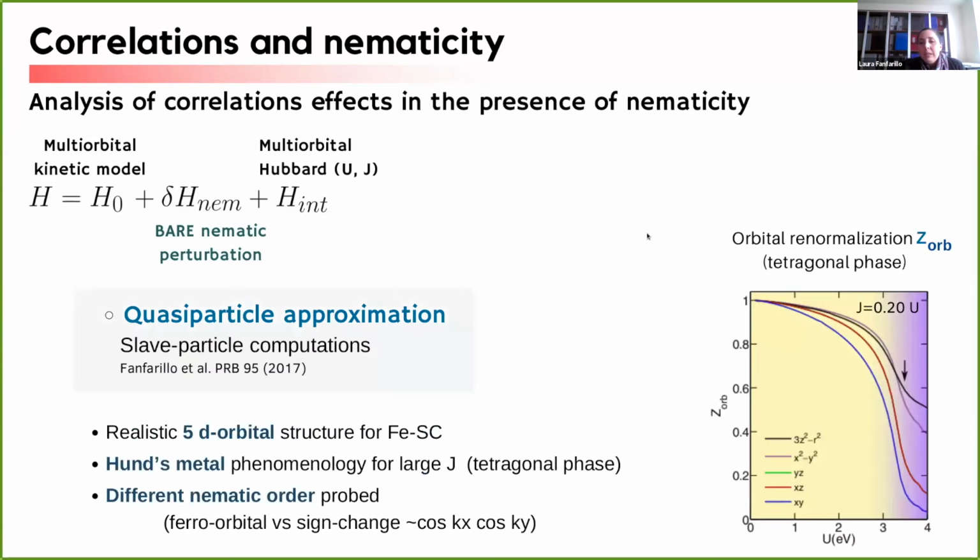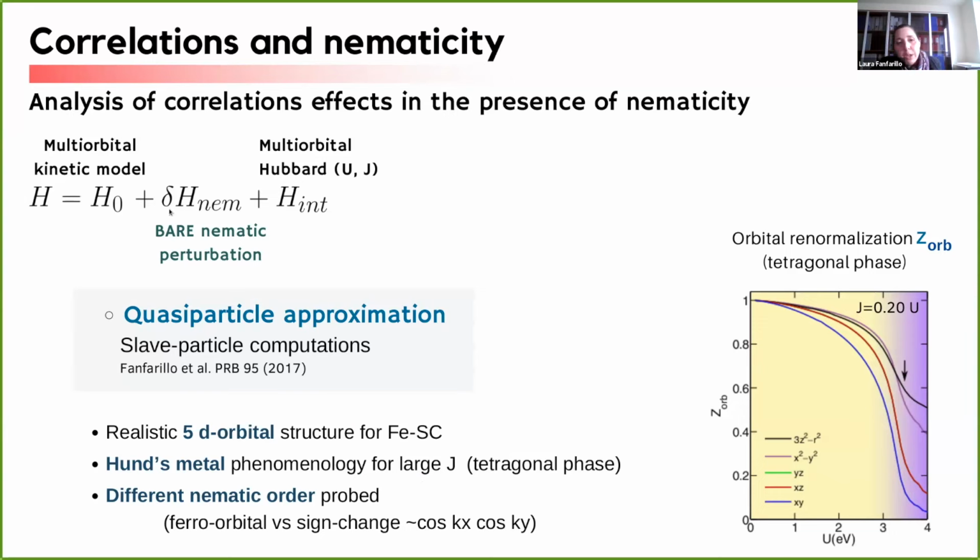What we did in that case was consider a 5D orbital structure for the iron-based superconductors that presents a Hund's metal phenomenology for the phase in the tetragonal phase, the one in which there is no nematicity. And this is the typical behavior we found for the Z of the orbitals as a function of U at large J. So you clearly see the orbital differentiation that Luca was mentioning, as well as the plateau behavior.